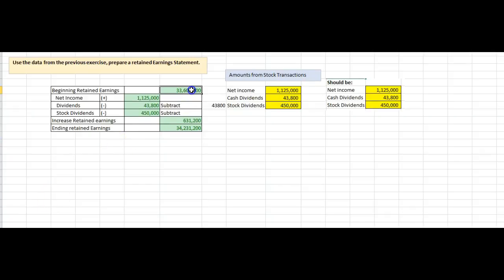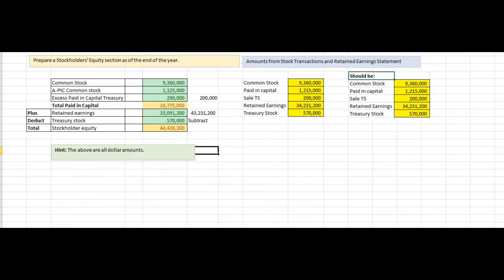So you begin with this. You add, subtract, subtract, and have an increase of 631,200. You add these two numbers together and come up with the ending retained earnings. That makes sense? Now, what are we going to do with that? I'm going to take that one to the equity section, and I'm going to put this thing all together, okay?